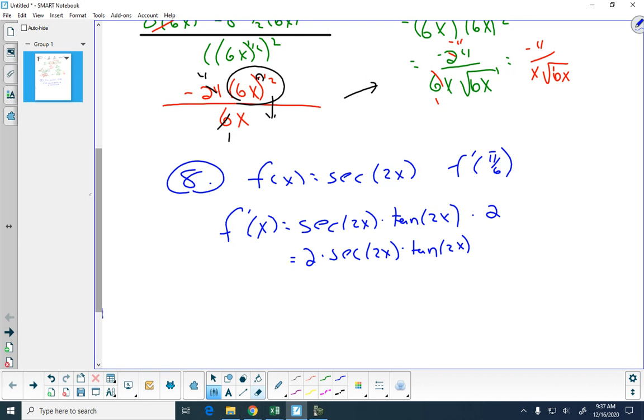That is our derivative. But what I'm asking you to do is evaluate this derivative at pi over 6. So we're looking at f prime at pi over 6. So we're left with 2 times the secant of 2 times pi over 6 times the tangent of 2 times pi over 6.